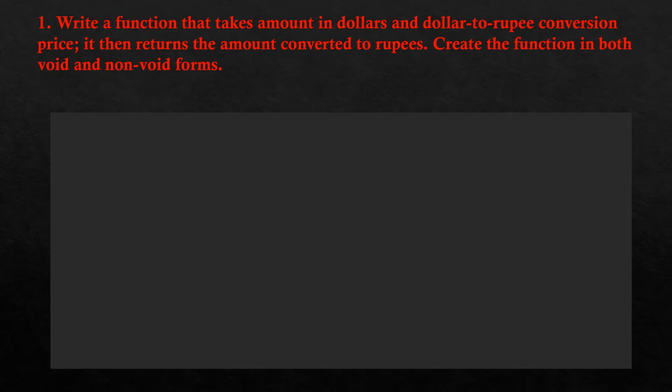Let's begin with the first program. This program asks for a function that will take a dollar amount and convert it into rupees, and we have to define the function in two ways. First in a void form, next in a non-void form. As we know, a non-void function has to return something, a return statement must be there in the function, and void functions don't have a return statement, they don't return anything. So let's begin.